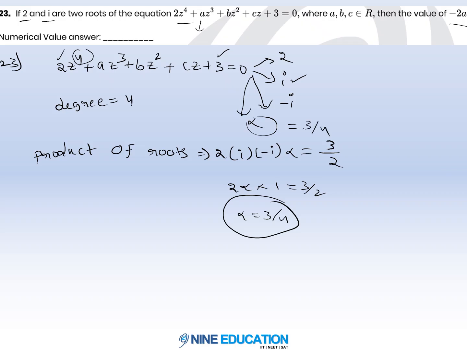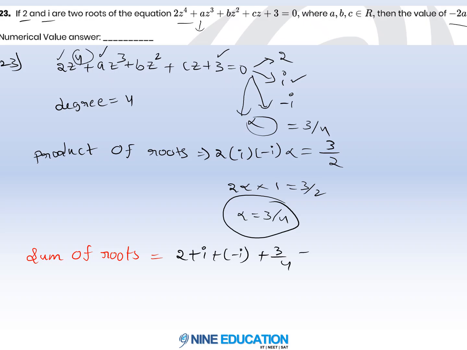We got all the 4 roots. Now we need to find A value. A is coefficient of Z cube. Now we can make use of sum of roots here to find this unknown value A. So sum of roots is 2 plus I plus minus I plus alpha, which is 3 by 4.